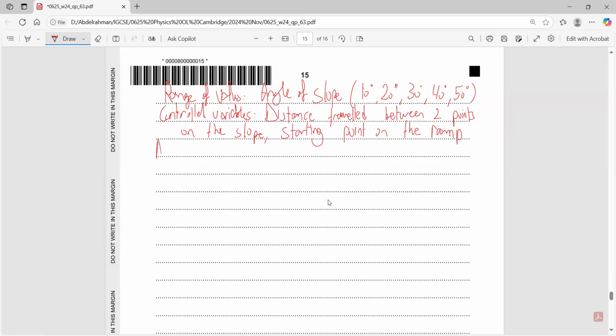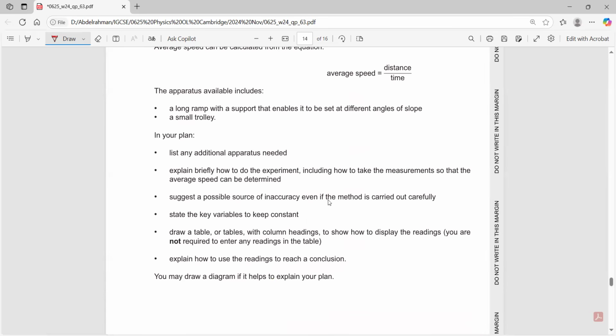Let's write down the apparatuses. Main apparatuses for this question would be, for example, the stopwatch. You need a ruler, and you also need a protractor. Somehow I messed up writing down a protractor. It's okay. Let's check what we did. We listed the additional apparatuses. We need to write down the steps.